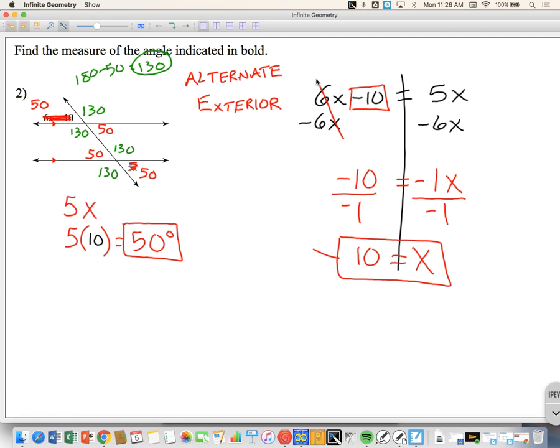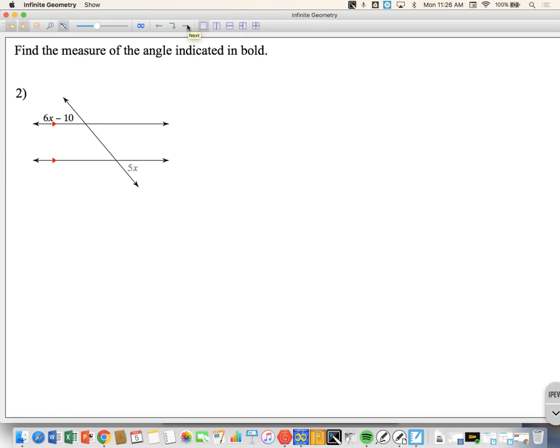Why don't you go ahead and try the next one on your own? Pause here while you try to solve the problem. All right, so you have attempted to answer the question on your own. Let's go ahead and see it together.